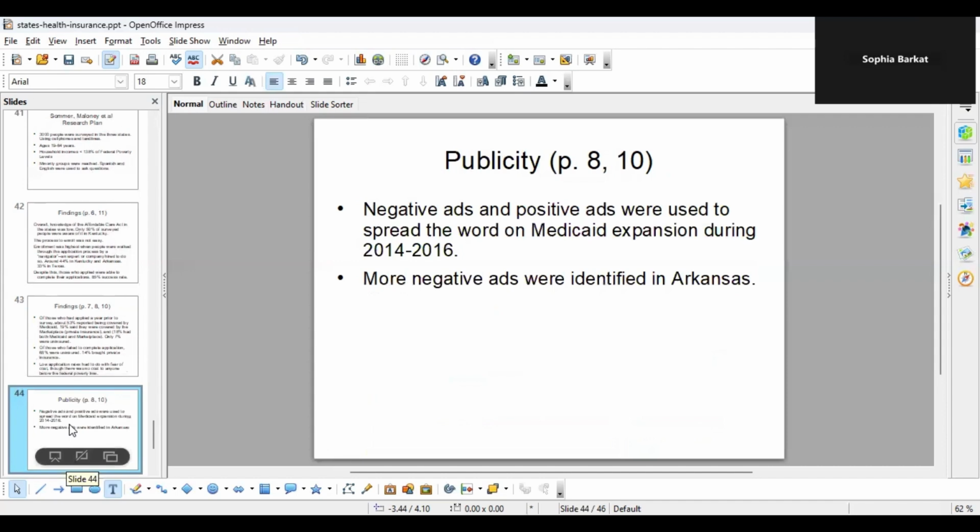So publicity-wise, negative ads and positive ads were used to spread the word on Medicaid expansion during 2014 and 2016. More negative ads were identified in Arkansas. So Arkansas people that took part in the survey often identified these negative ads. They remembered watching them.